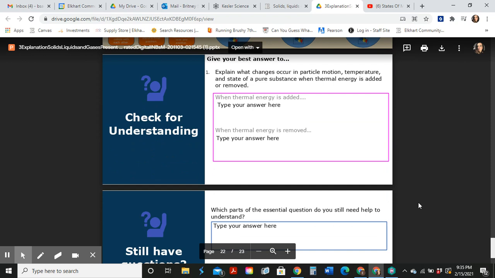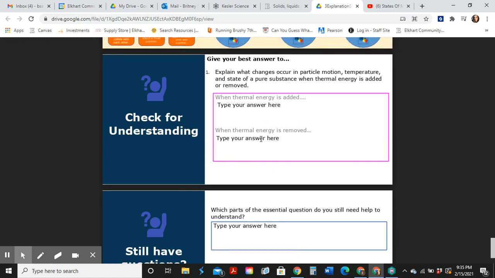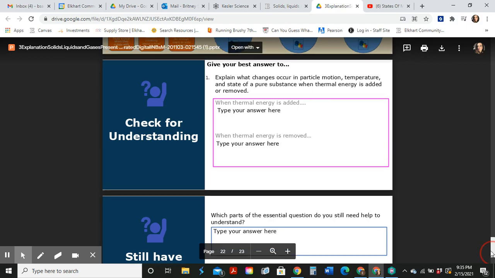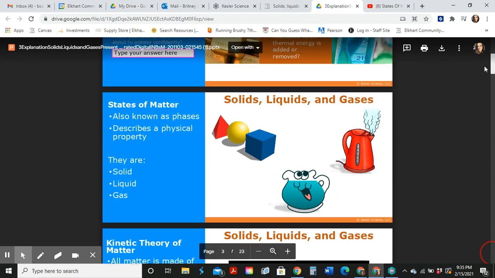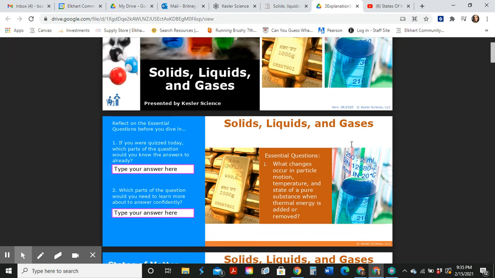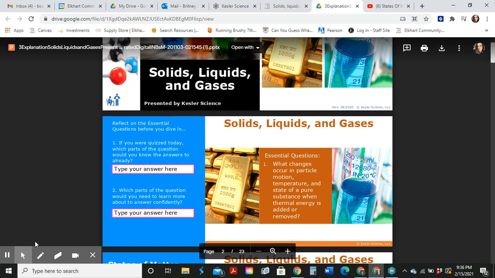Explain the changes that occur in the particle motion, temperature, and state of a pure substance when thermal energy is added or removed. When thermal energy is added, what happens? When thermal energy is removed, what happens? Which part of the essential question do you think you would need more help on? Remember, the essential question is, what changes occur in particle motion, temperature, and state of a pure substance when thermal energy is added or removed? That is all for today.